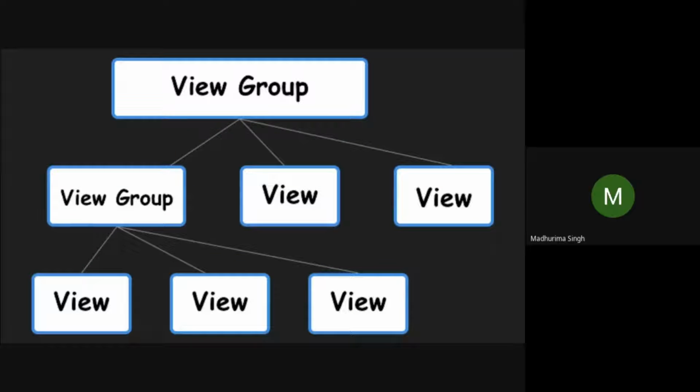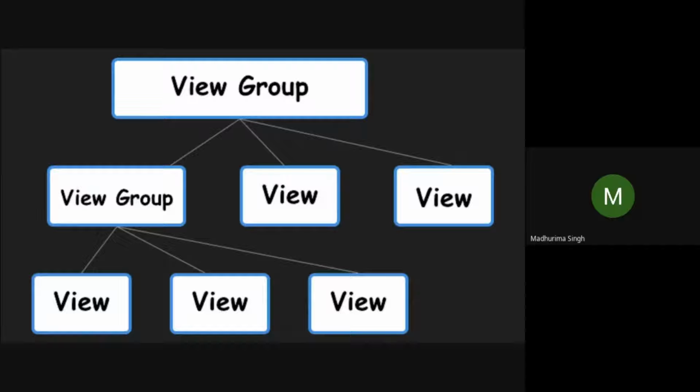A group of views is known as a view group. The top level view group is a parent, and under it all the views and other view groups are its children. For example, under a linear layout, we can add two buttons and one edit text. Here, linear layout is the parent view and the buttons and edit text are the children.